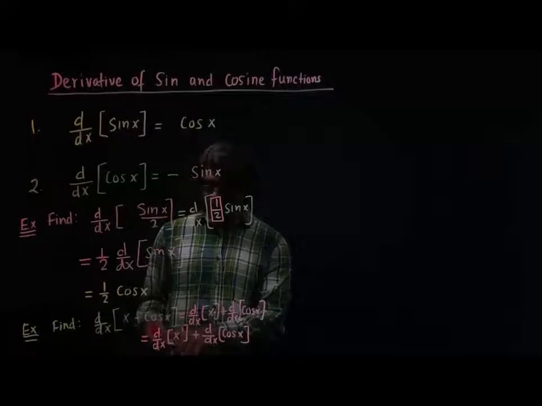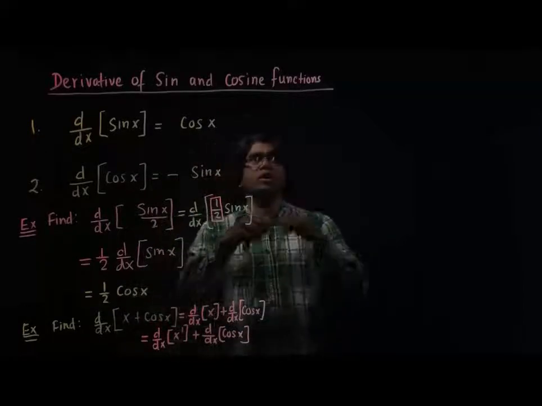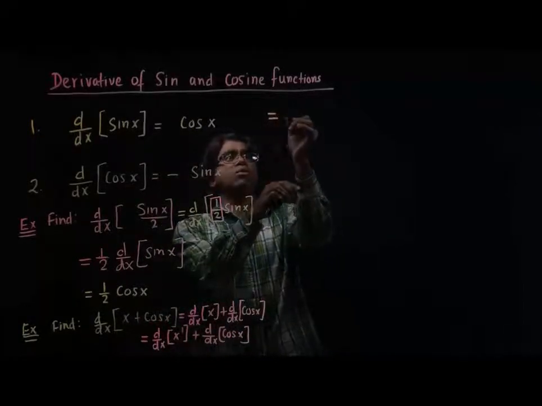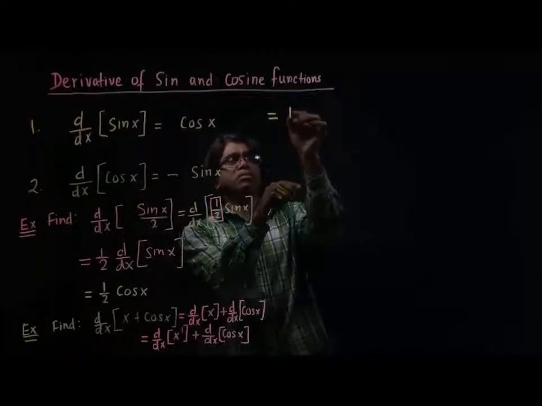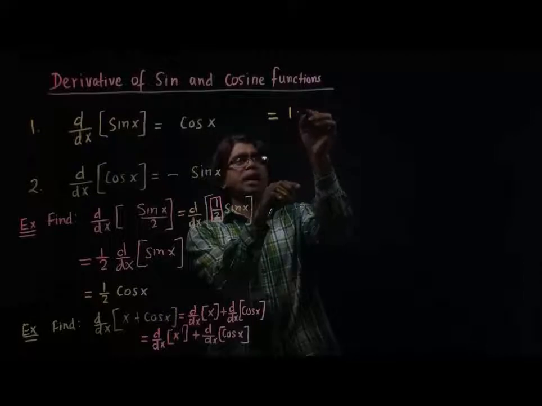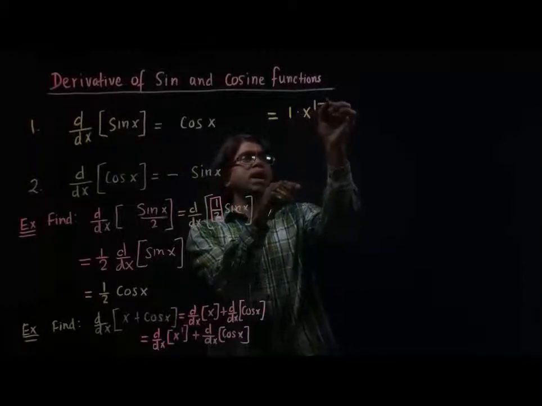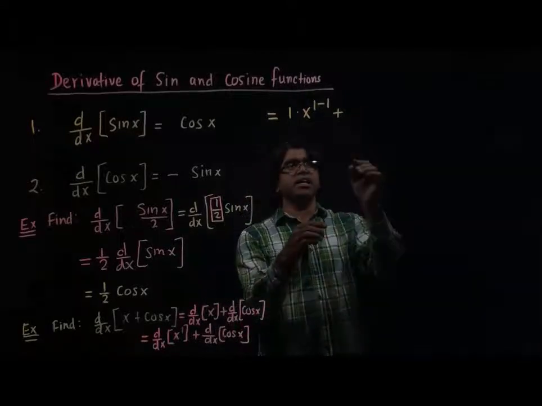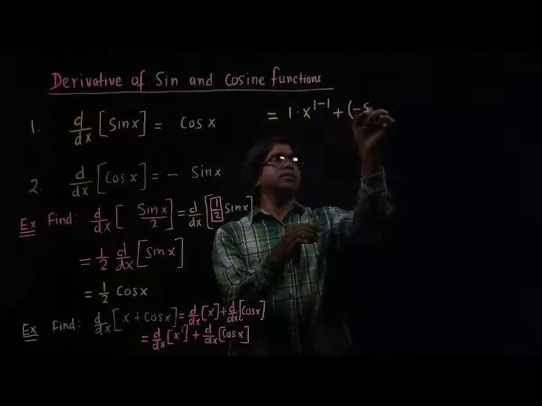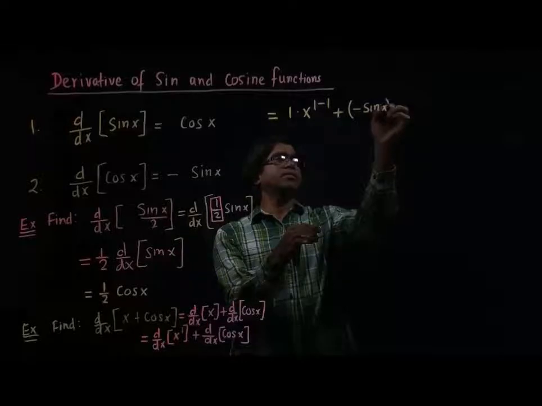Now, as you can see, I have d by dx of x to the power n. So I'm going to use the power rule, and I will write n times x to the power n minus 1. My n is 1. So I will write 1 times x to the power 1 minus 1, plus d by dx of cosine x is minus sine x.